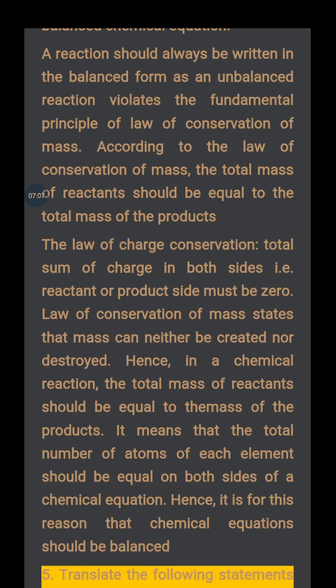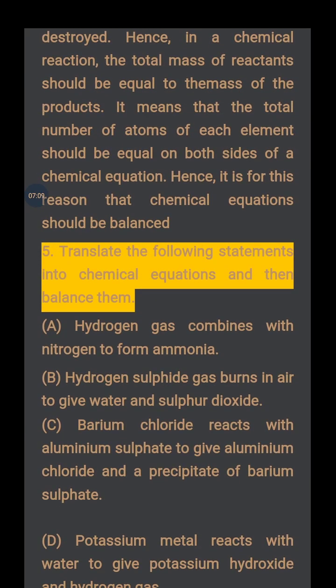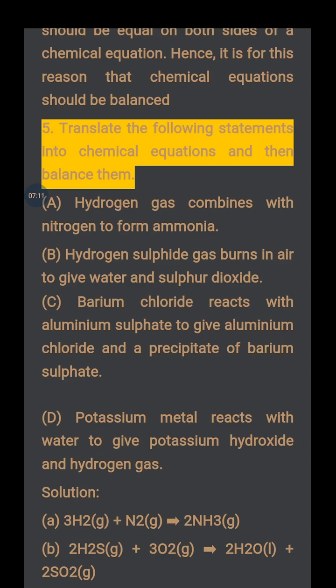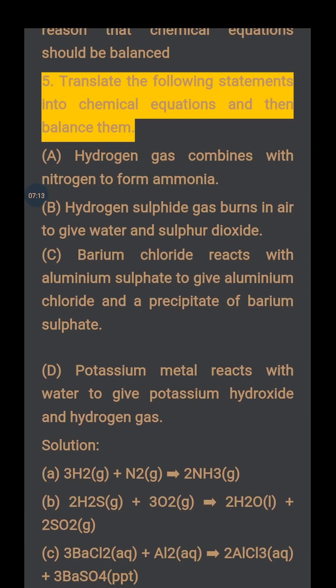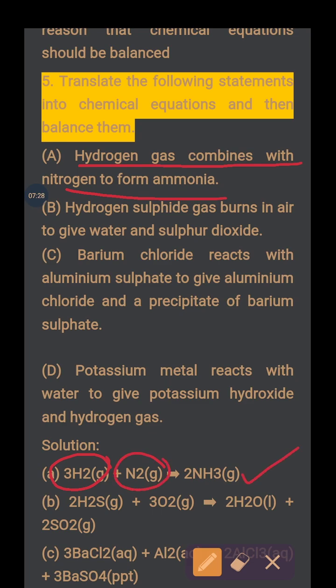Now, the question: translate the following statements into chemical equations and then balance them. We have to translate the statements into equation form and then balance. Hydrogen gas combines with nitrogen to form ammonia. Here, 3H2 plus N2 gives 2NH3. NH3 is the formula of ammonia.